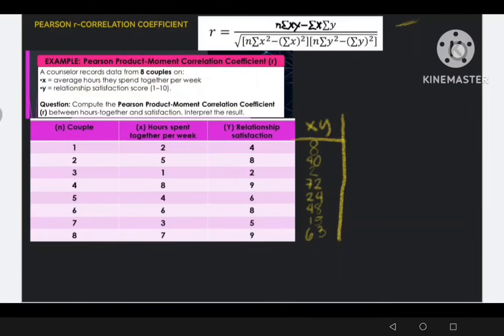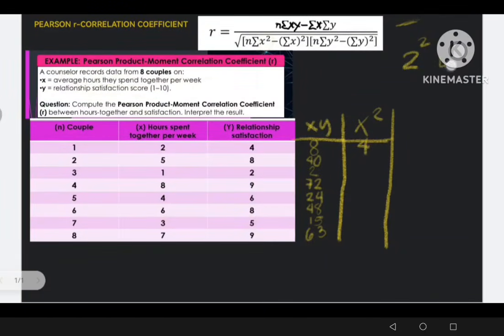So, we now have the value of X times Y. And also in our formula, you can see that we have X squared. Our table doesn't have X squared, so we will add X squared to the table. Okay? So what does X squared mean? It means we take the values of X, 2, 5, 1, 8, 4, 6, 3, 7, and square them. So, for example, 2 squared means 2 multiplied twice. So 2 times 2 is 4.